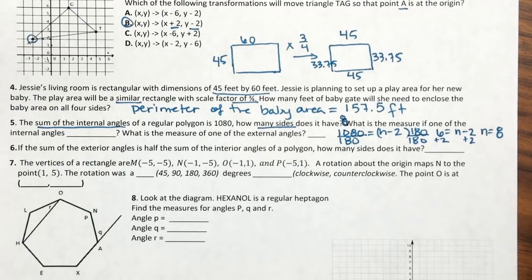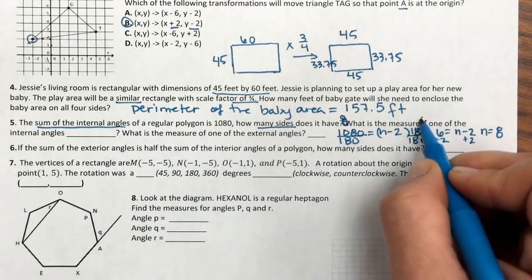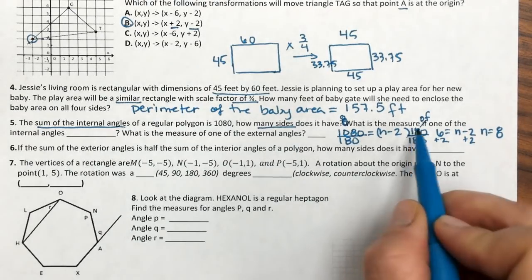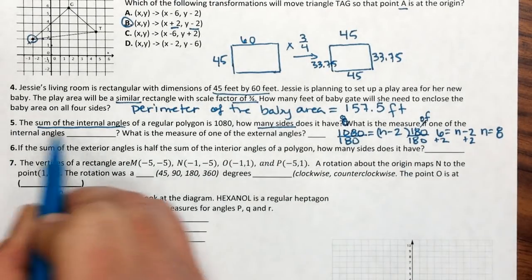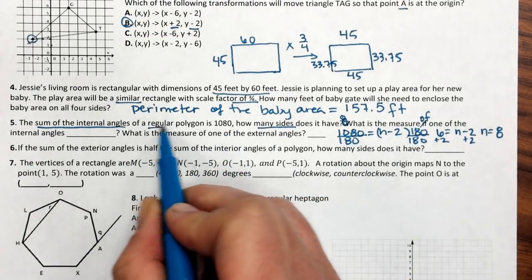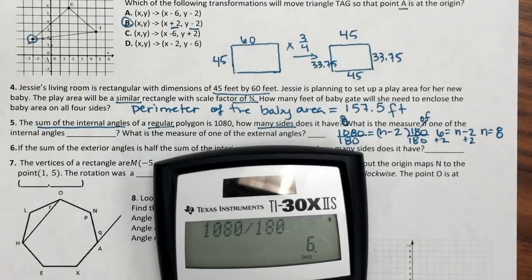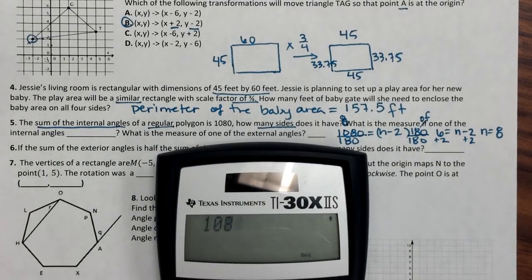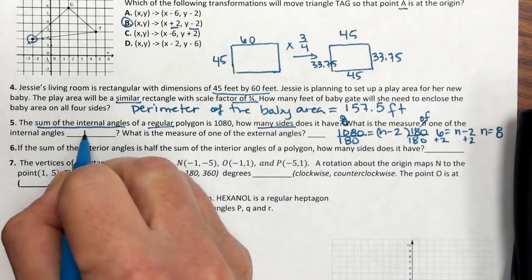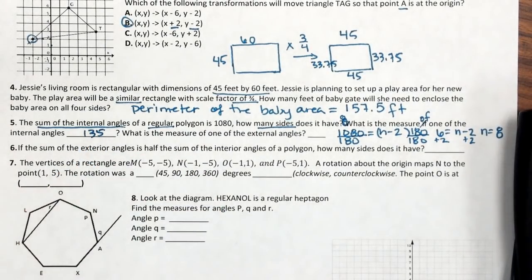What is the measure of one of the internal angles? That means all the internal angles add up to 1080, and all the internal angles are congruent because it's a regular polygon. So we take our 1080 and divide it by our number of sides, which is 8, which gives us 135. So this is 135.